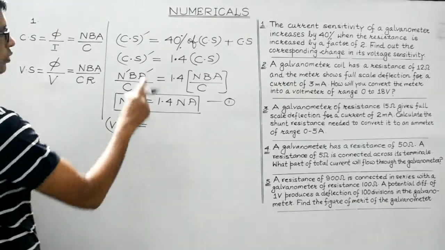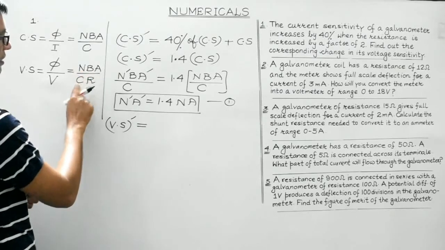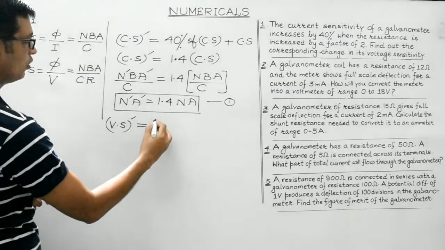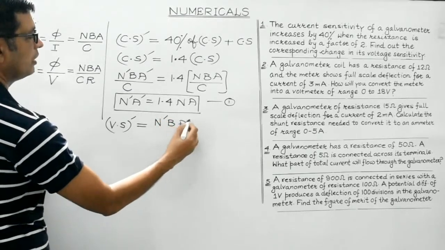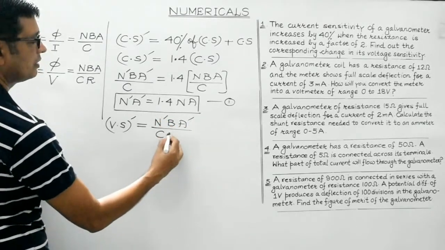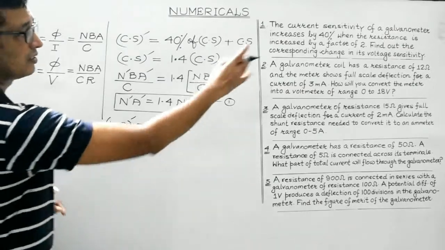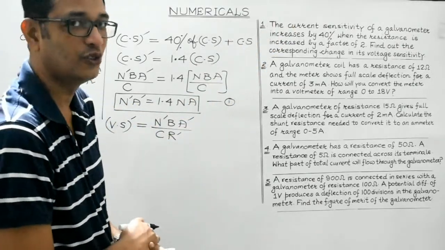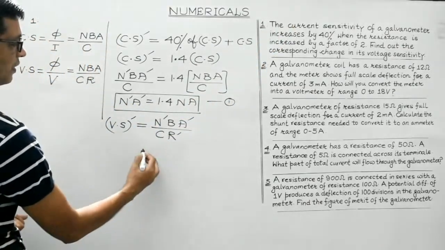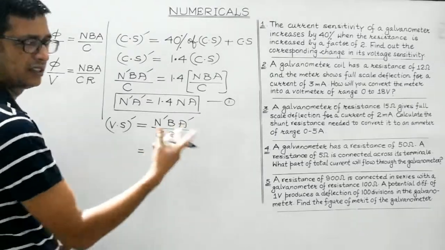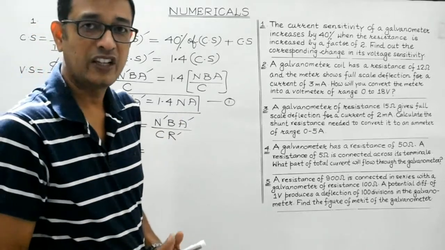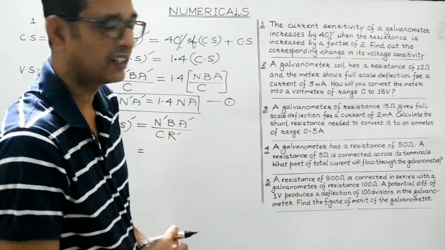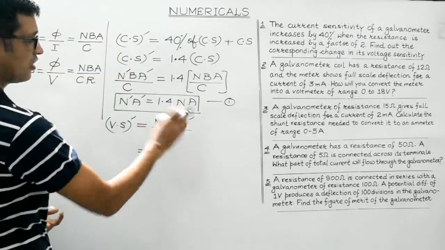Now look, new voltage sensitivity. NBA by CR is the original voltage sensitivity. So new voltage sensitivity would be N dash B A dash divided by C R dash. The resistance has been increased by a factor of 2, right? NA might get changed. In order that resistance be changed, the number of turns and A might get changed. So that's why I've written N dash A dash over here.